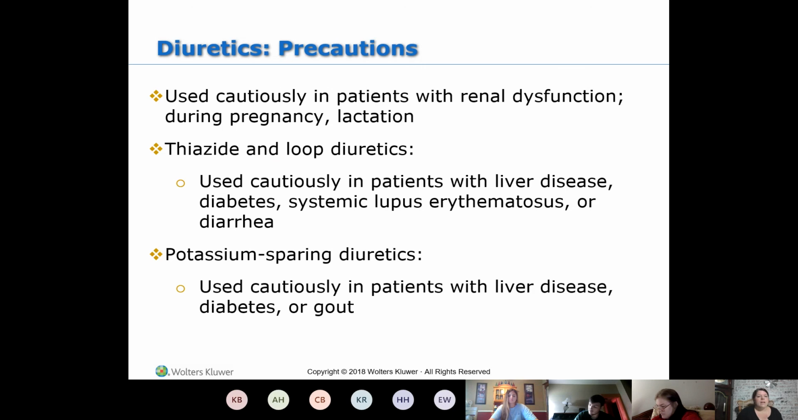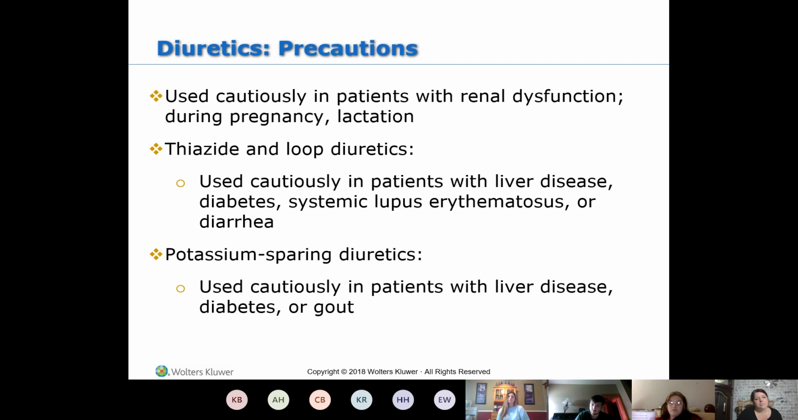All right. We are going to use diuretics cautiously in patients with renal dysfunction, during pregnancy and lactation. We're going to use thiazide and loop diuretics cautiously in patients with diarrhea. We lose a lot of potassium whenever we're pooping, right? Do y'all know that? So if our patients have diarrhea, and thiazide and loop diuretics get rid of potassium as well, we're increasing our risk for hypokalemia if we give those meds.